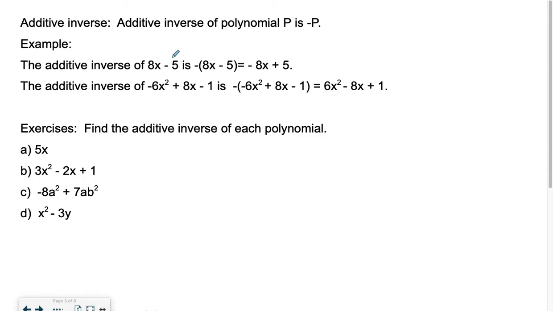Recall the additive inverse simply means to negate the terms. So the additive inverse of 8x minus 5 would be to negate the entire thing. So we get negative 8x plus 5. The additive inverse of negative 6x squared plus 8x minus 1 would become positive 6x squared minus 8x plus 1. So remember, the additive inverse is just the opposite, or to negate.